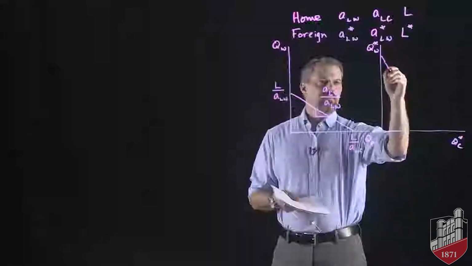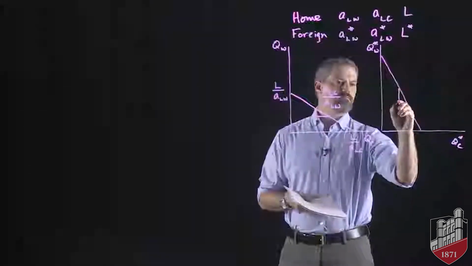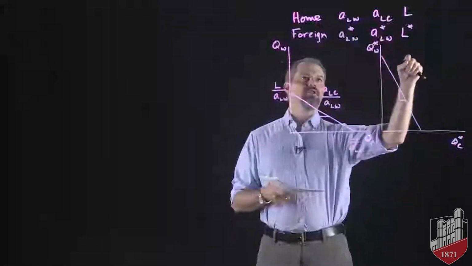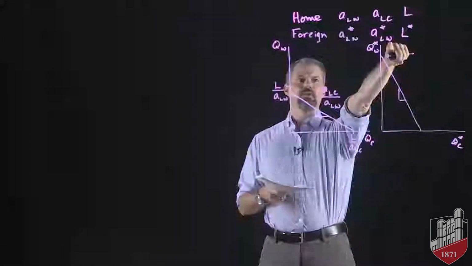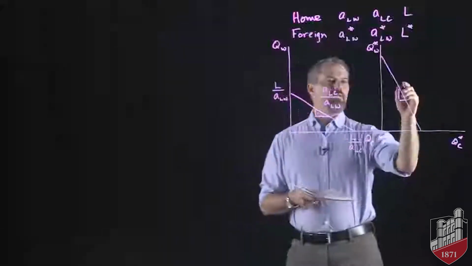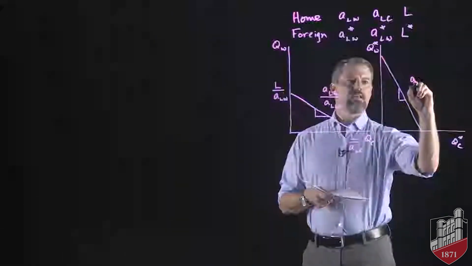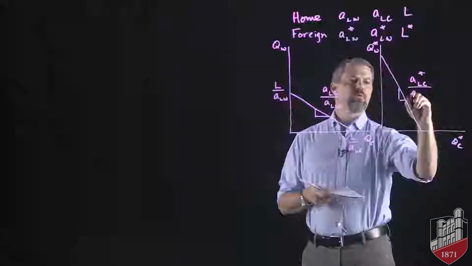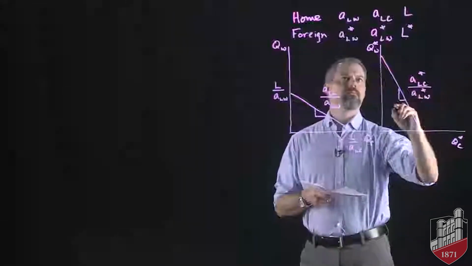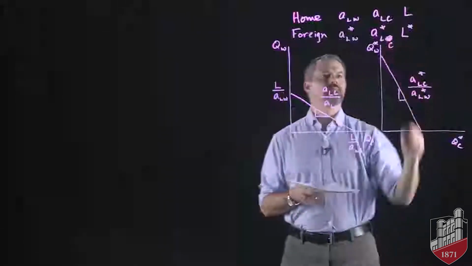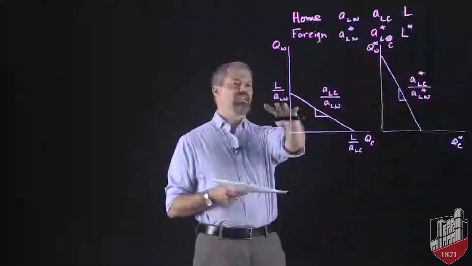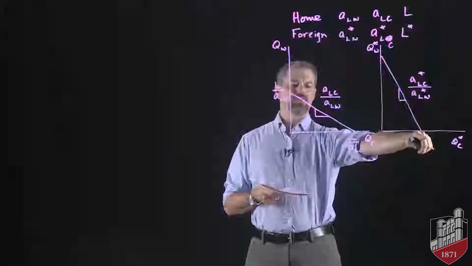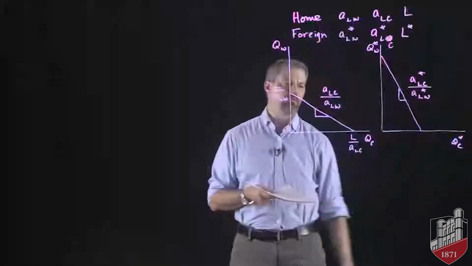Foreign will have a production possibilities frontier. The slope of its production possibilities frontier is going to be determined by the ratio of the unit labor requirements. I see that this one says W. That should be a C right there. So this slope here is going to be determined by the unit labor requirement for cheese in foreign divided by the unit labor requirement for wine in foreign. So that should be a C. I won't put the endpoints here, but the endpoints would be the same in foreign. It would be foreign's labor supply divided by the unit labor requirement for cheese in foreign.